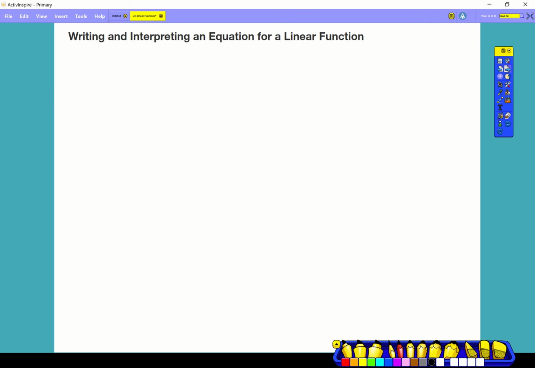Writing and interpreting an equation for a linear function.